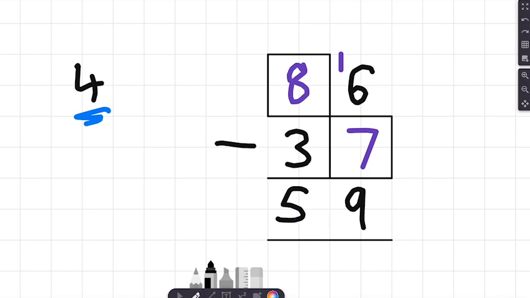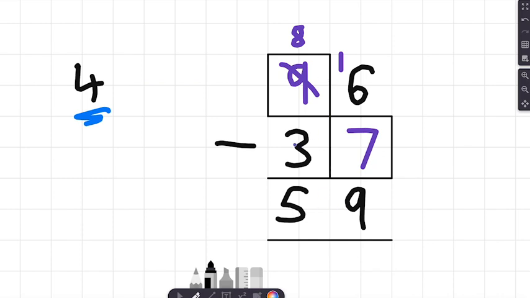So the way to do that is we must have to add 1 to our tens, so that when we then cross it out and do that, we still get the 8. Take away 3 is 5. So this is going to be 96, take away 37, gives us 59.